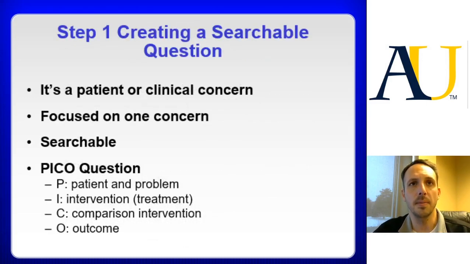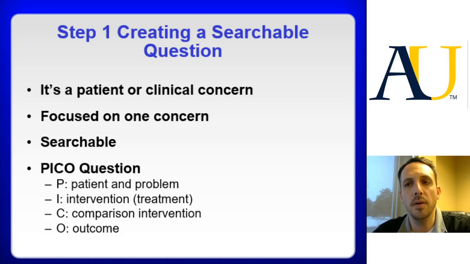So the first step in this is creating a searchable question. The idea here is that in order to use the best available evidence, we first have to describe what we're looking for in a way that will allow us to reach that best evidence available, understanding that there is so much research out there in this informational age that could or could not be relevant to our specific case. We've got to find a way to create both a focused and searchable question.